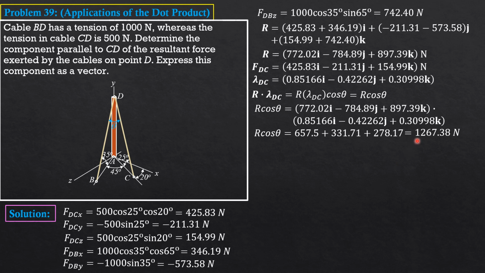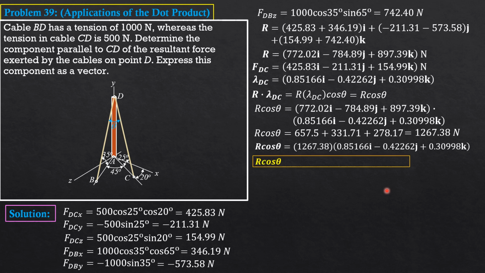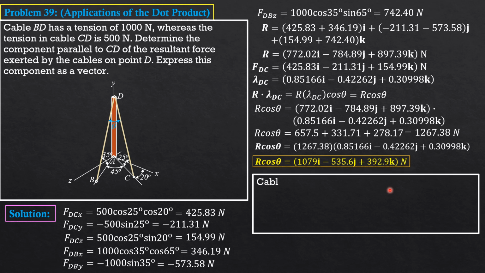Then expressing this in vector form, we multiply this by the unit vector DC. So R cosine theta in vector form is the magnitude times the unit vector along DC. So the answer in vector form is 1079 i minus 535.6 j plus 392.9 k newtons.